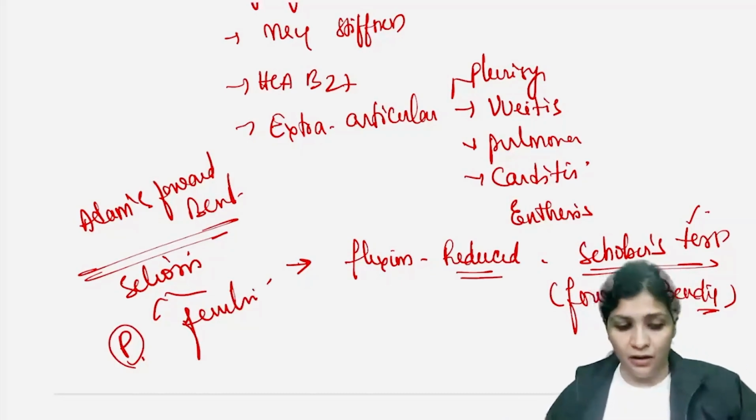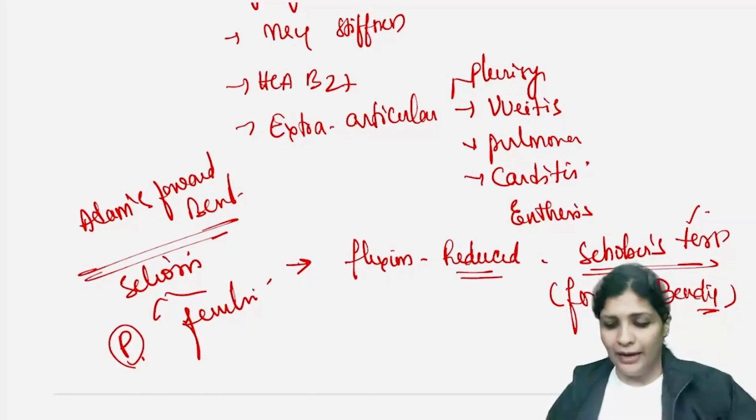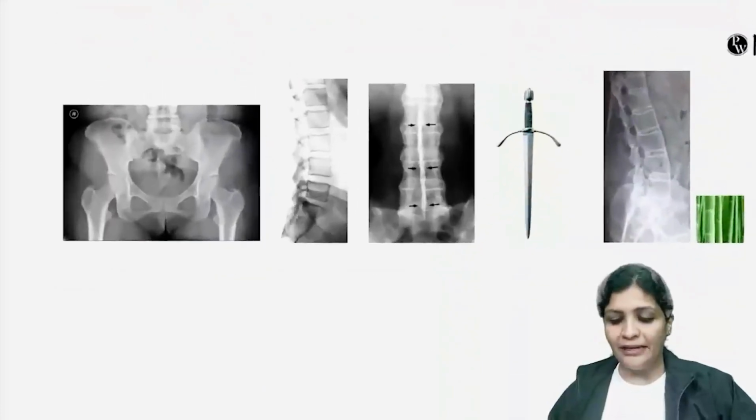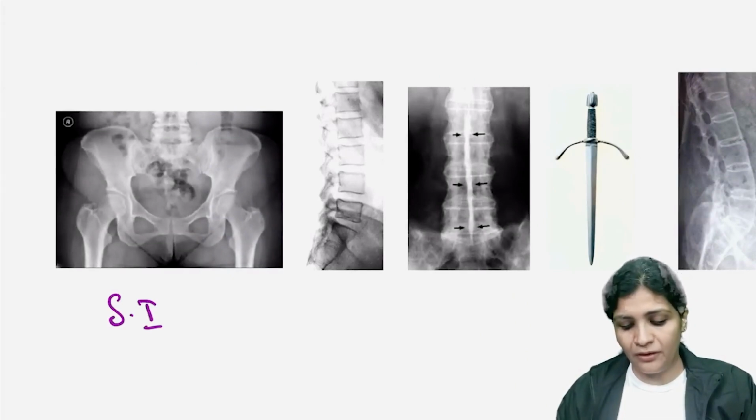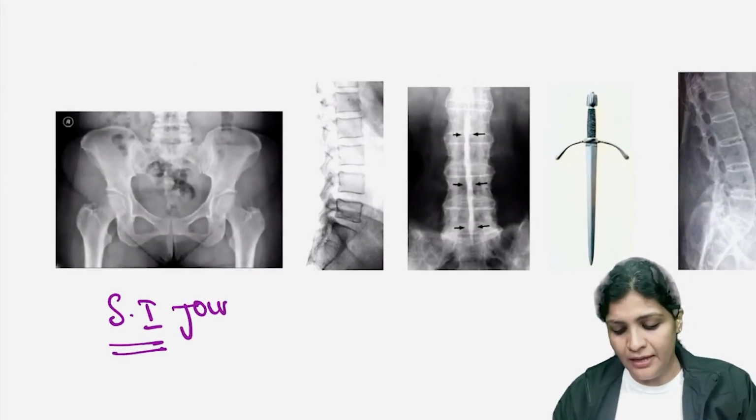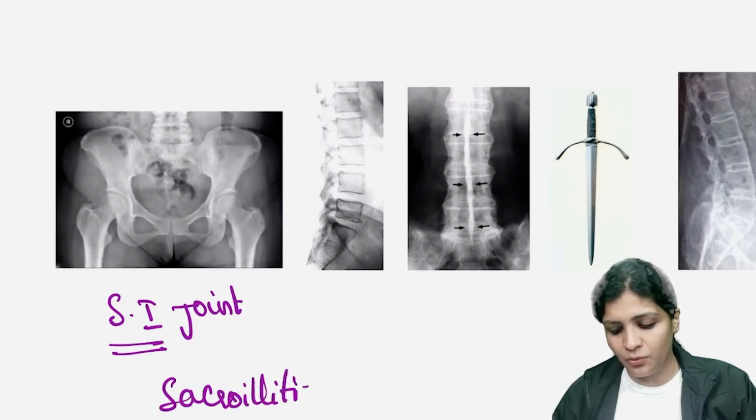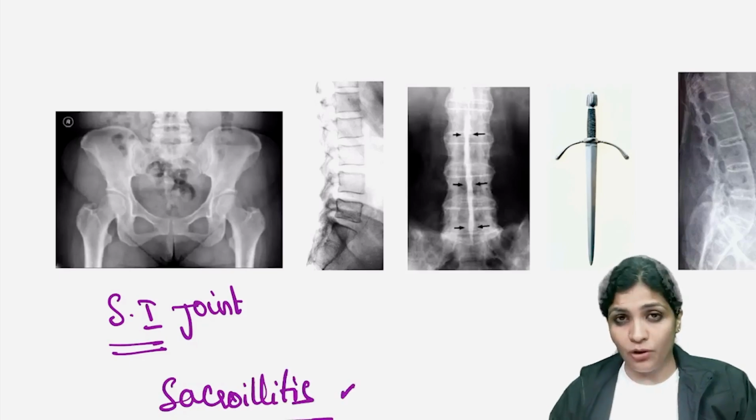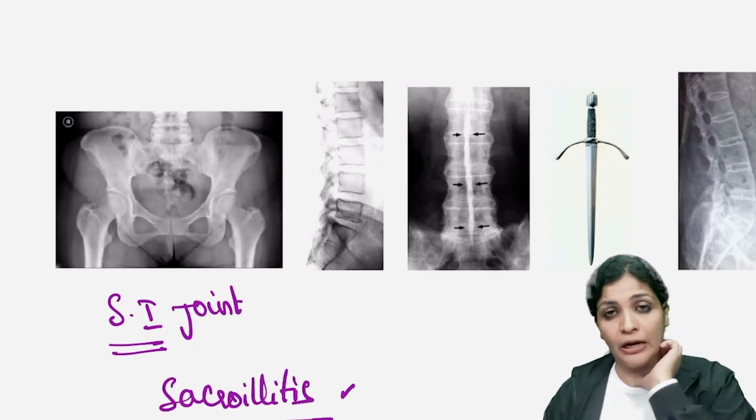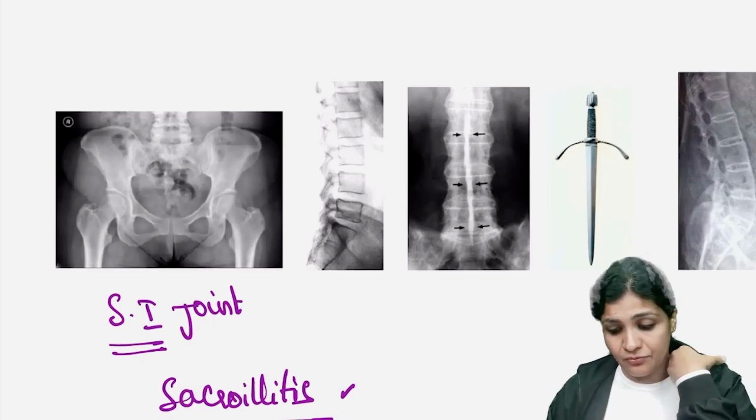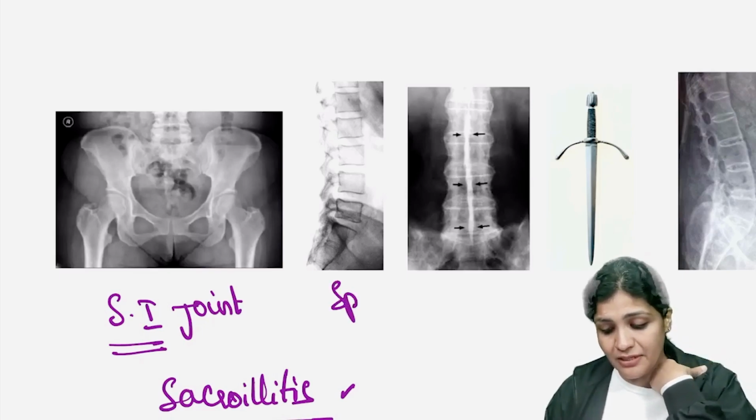So these are the things about ankylosing spondylitis, and mainly the radiological features. The first thing you have to remember is involvement of the sacroiliac joint. It is the sacroiliitis, which is very, very important to diagnose this condition. Then there is complete loss of lordosis. The spine becomes straightened.